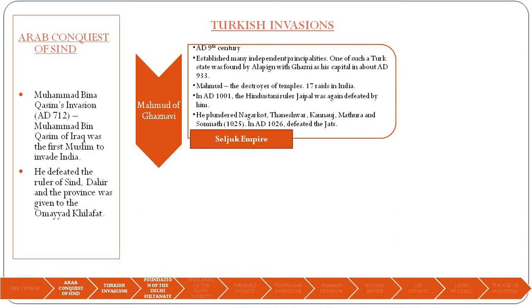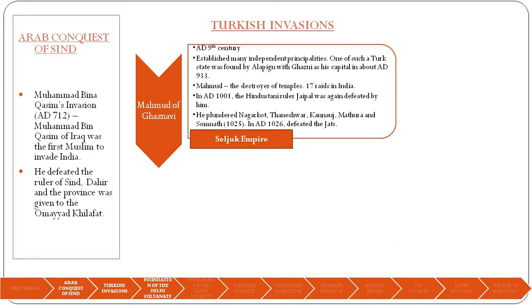Mahmud is said to have conducted 17 raids into India. The initial raids were directed against the Hindushahi rulers. In AD 1001, the Hindushahi ruler Jaipal was again defeated by Mahmud. In other expeditions, Mahmud plundered Nagarkot, Thaneshwar, Kannauj, Mathura, and Somnath. He plundered the Somnath temple in AD 1025, which was his 16th raid.